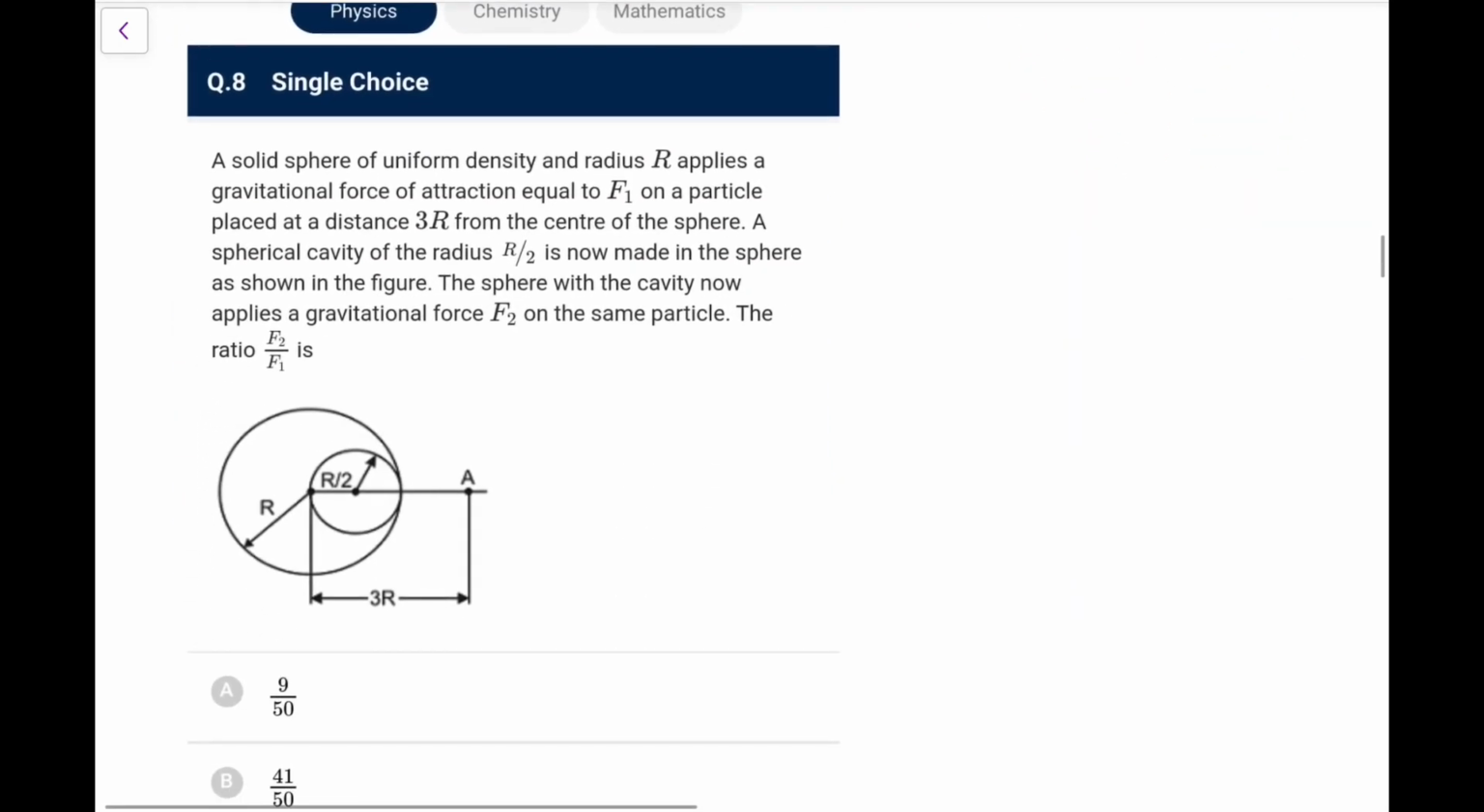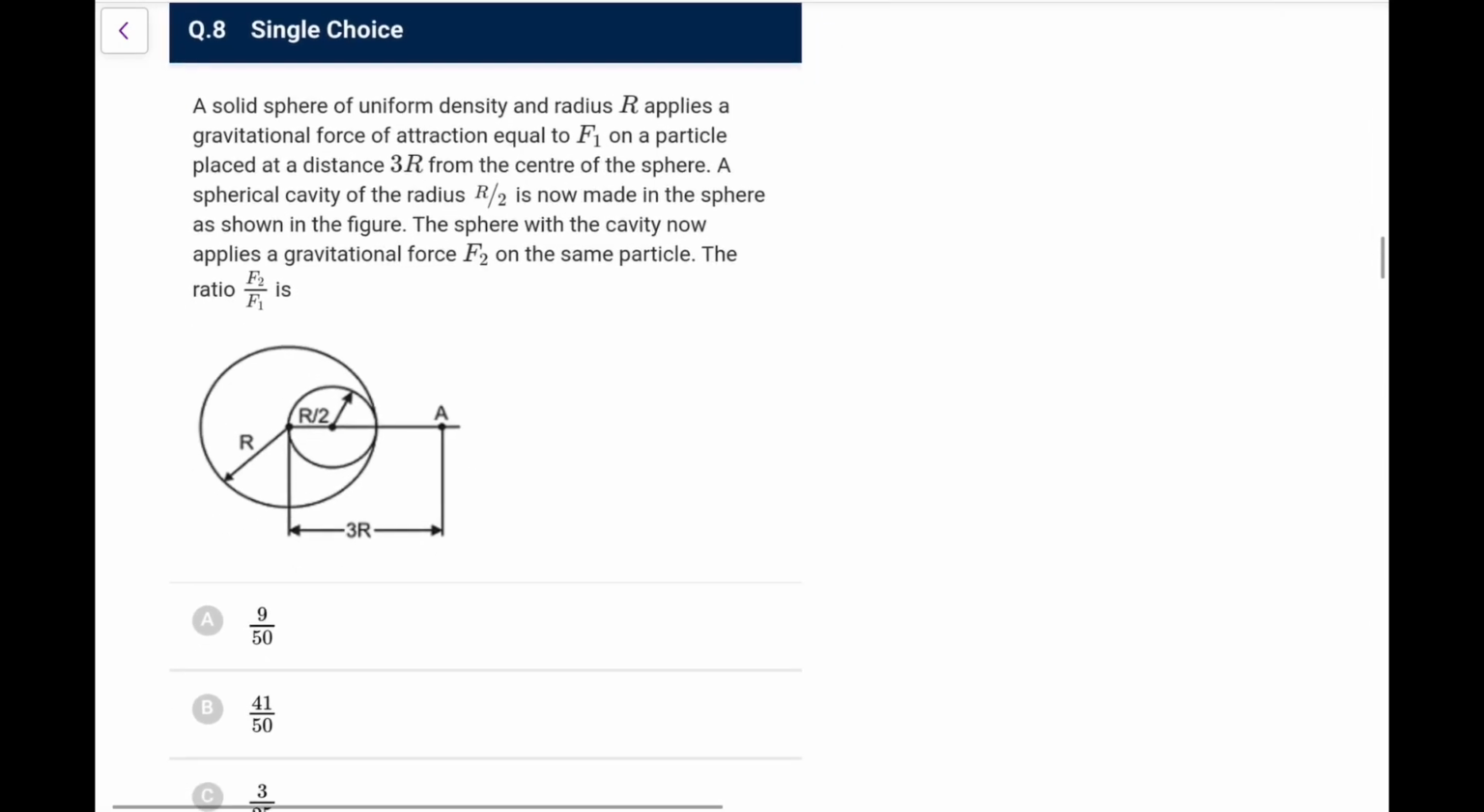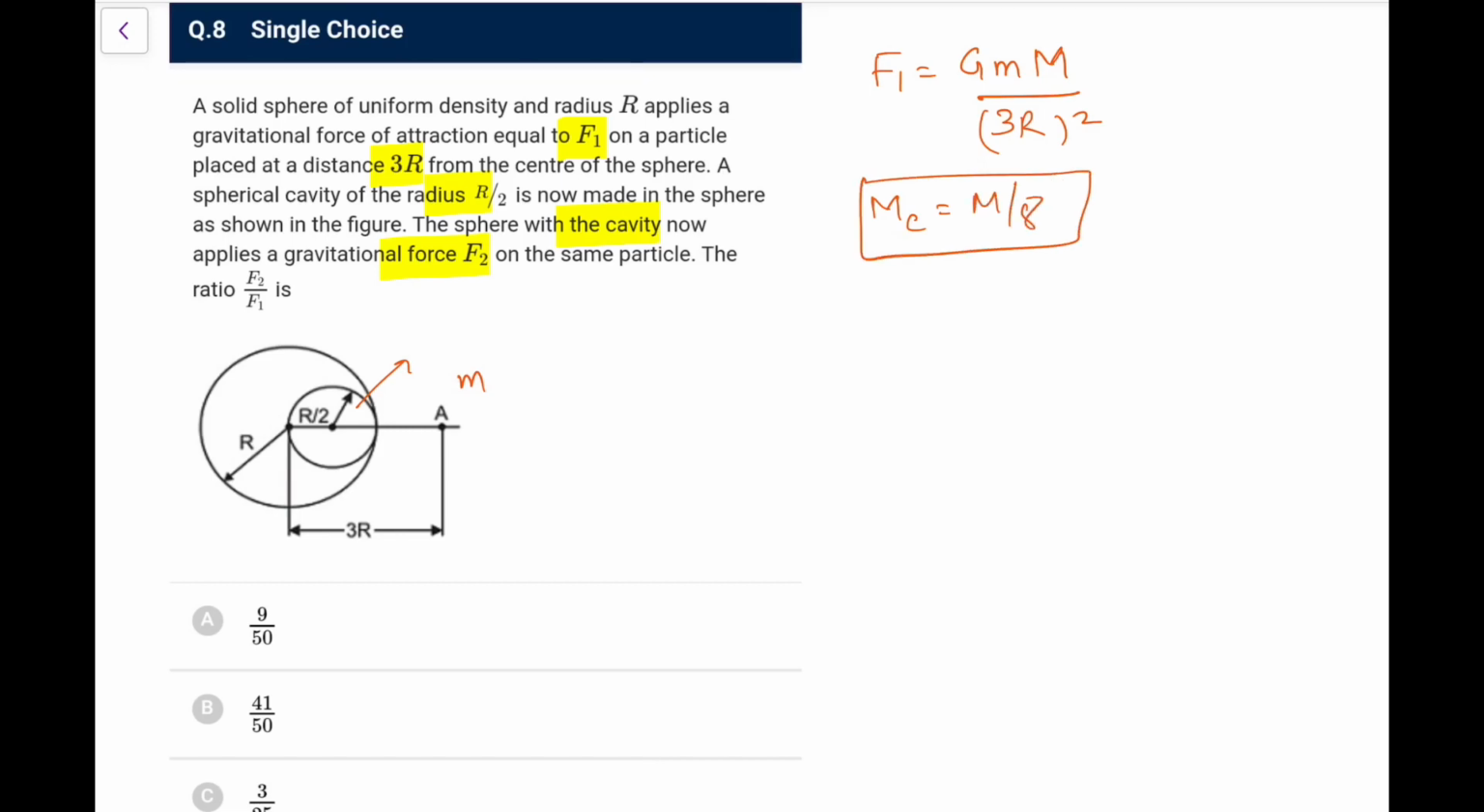Next, a solid sphere of uniform density and radius r applies a gravitational force of attraction equal to F1 on a particle at a distance 3r. Now a cavity is made out. The sphere with the cavity now exerts a force F2, and you have to find the force. First of all, what would be F1? F1 would be G small m, the particle placed at A, into capital M, the total mass, upon 3r whole square. Now, if M is the total mass, what would be the mass removed? The mass of the cavity Mc is proportional to volume. Its radius is r by 2, so volume is 1 by 8, so it would be M by 8.